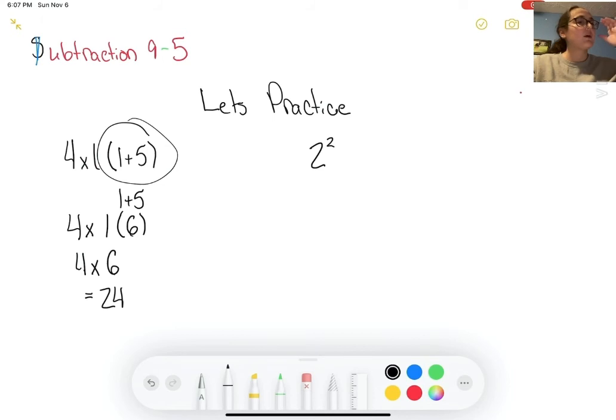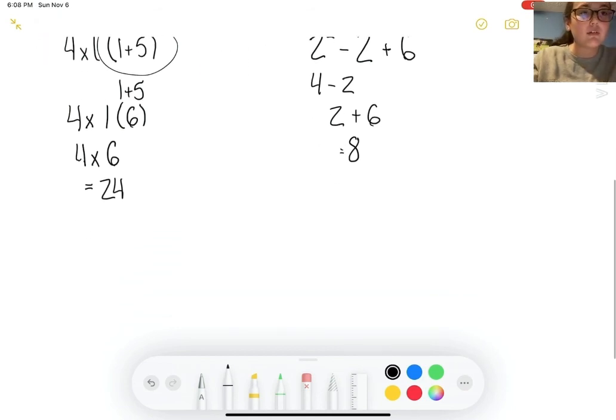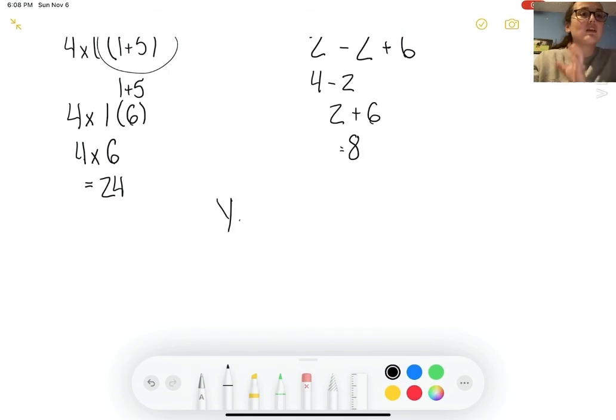The next thing I want us to look at is going to be 2 squared minus 2 plus 6. So the first thing we look at using that PEMDAS, there's no parentheses. So I'm going to move on to the exponents, and that 2 squared is going to equal 4. We're going to pull out that 4 minus 2 because it doesn't matter that addition is before subtraction in PEMDAS. It just matters that subtraction is leftmost. So we do 4 minus 2 gives us 2. 2 plus 6 gives us 8.